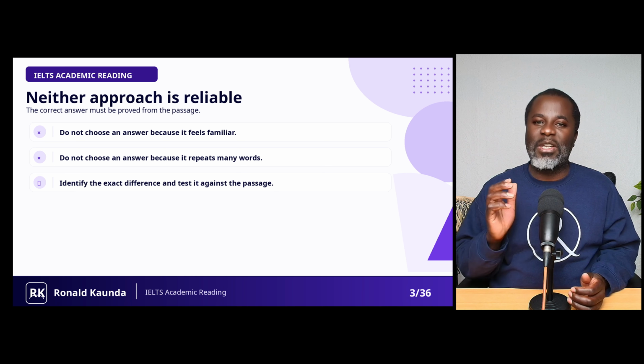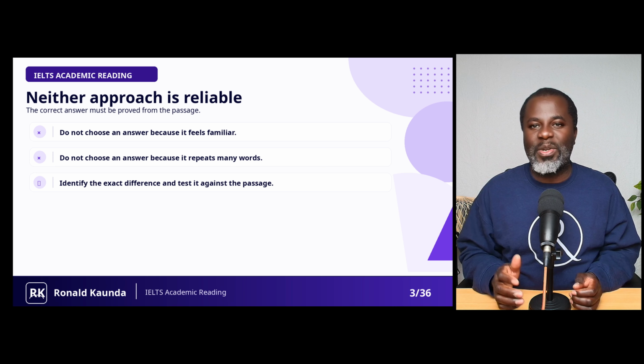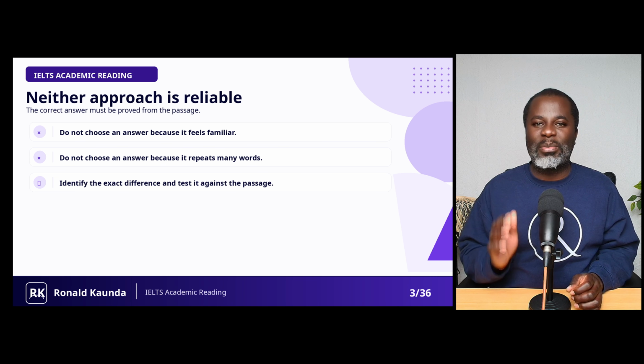When two answers look correct, you need to identify the exact difference between them and use the passage to prove which one is correct. That is the problem we are going to solve in this lesson.